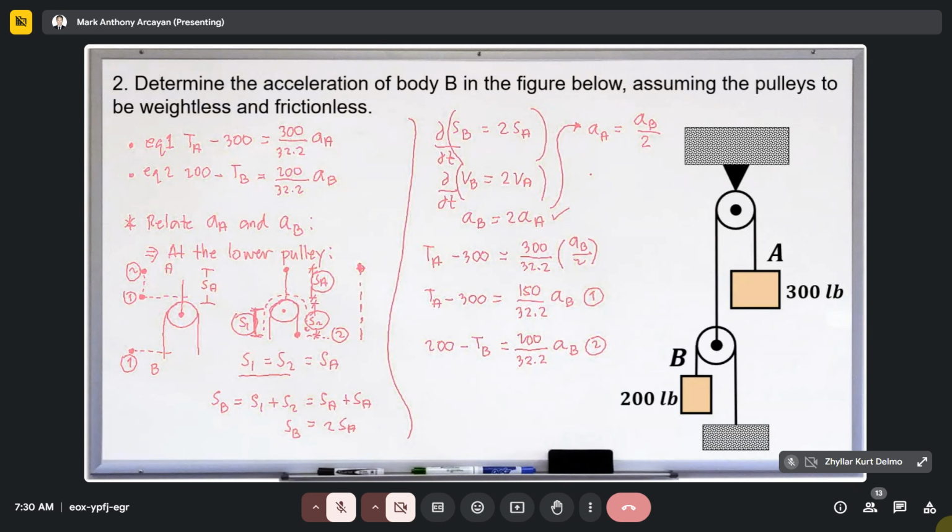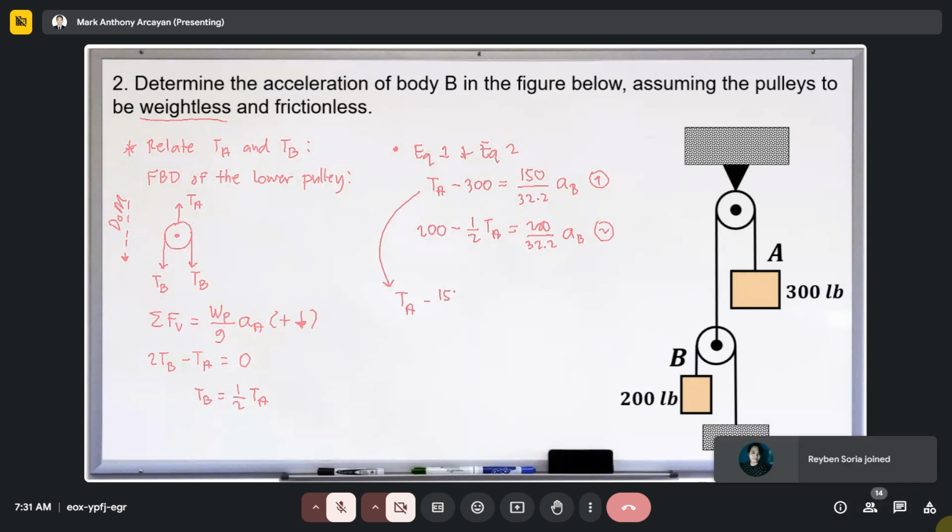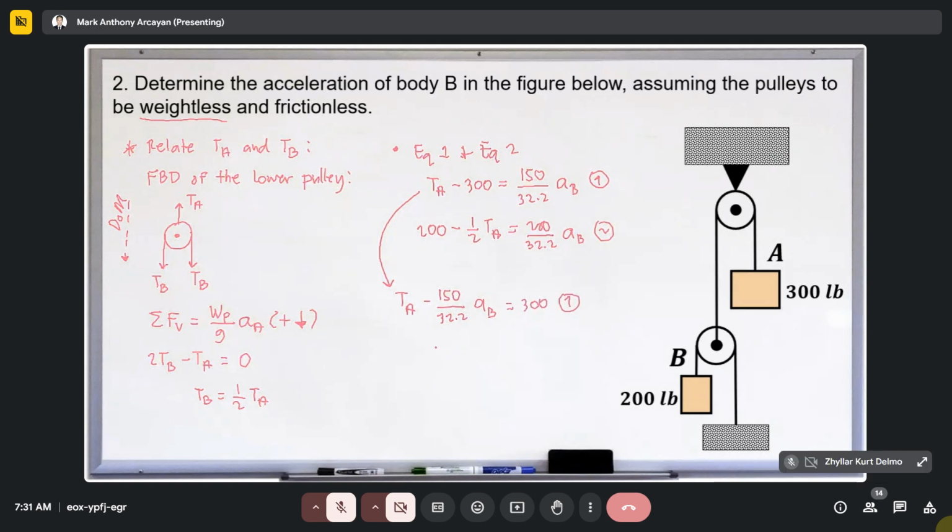And then for the second equation, we're going to substitute TB in terms of TA. We have here 200 minus 1 half TA is equal to 200 over 32.2 times aB. Then we're going to rearrange this such a way that it starts with TA followed by aB, and on the right side of the equation will be our constant. So TA minus 150 over 32.2 times aB is equal to 300. This is our equation 1.